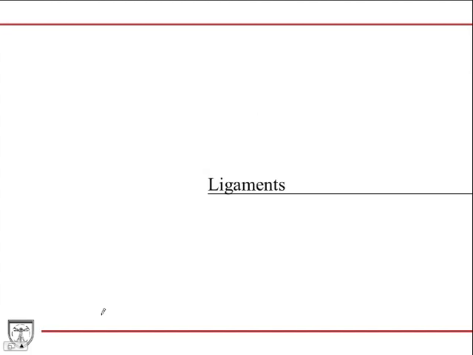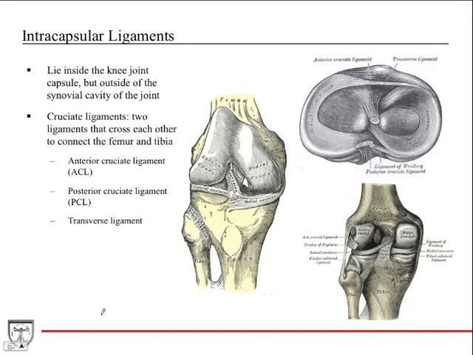So now we'll talk about all the ligaments. There are intracapsular ligaments and extracapsular ligaments. First, we'll talk about the intracapsular ligaments. These ligaments lie inside the knee joint capsule, that connective tissue capsule around the entire knee, but they lie outside the synovial cavity of the joint, so they're not within the actual region where the 2 bones are articulating. And really, it's the cruciate ligaments, the 2 ligaments that cross each other to connect to the femur.